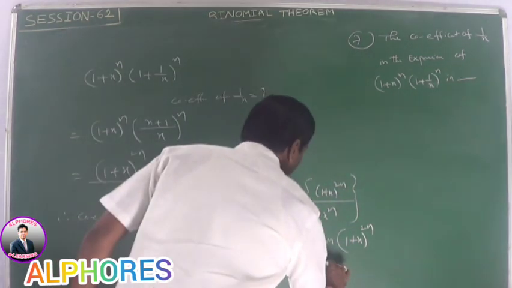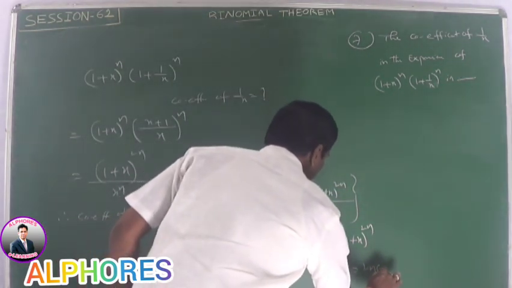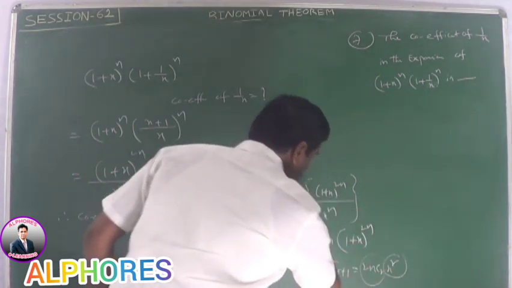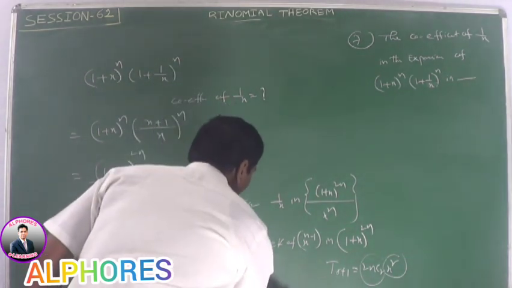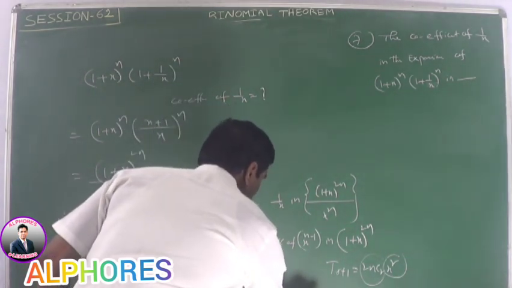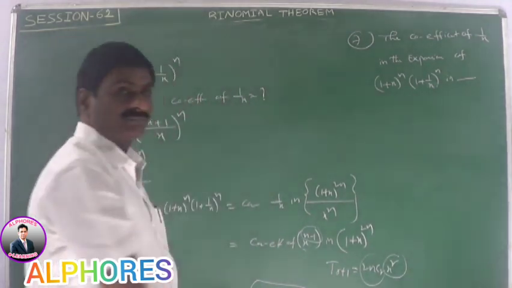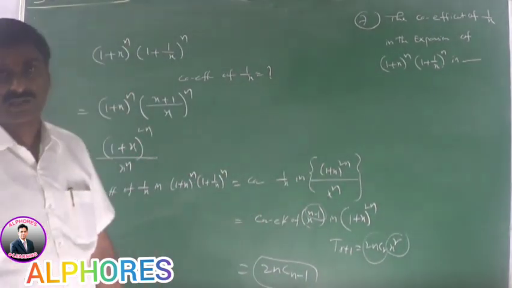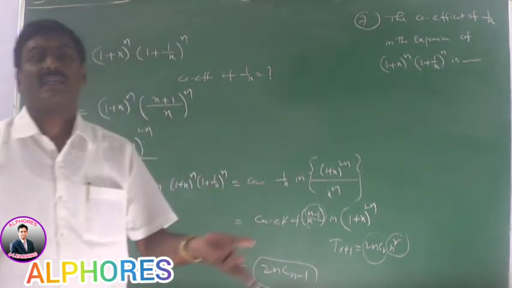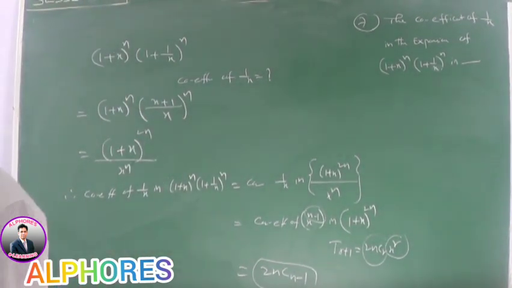What is the general term here? T(r+1) is equal to 2nCr into x power r. The x power r coefficient is 2nCr. Therefore, what is the x power (n minus 1) coefficient? That is equal to 2nC(n minus 1), r means n minus 1. 2nC(n minus 1) is equal to 2nC(n plus 1), since nCr is equal to nC(n minus r). So the answer is 2nC(n minus 1) or 2nC(n plus 1). Very, very important. Please note that value.